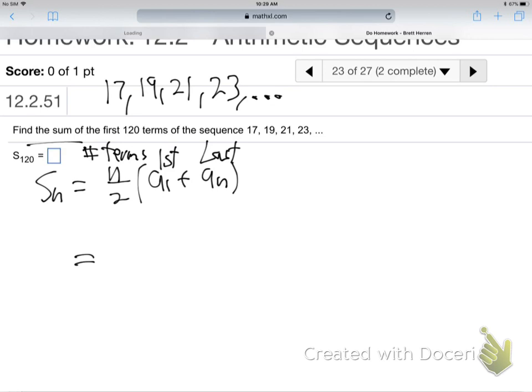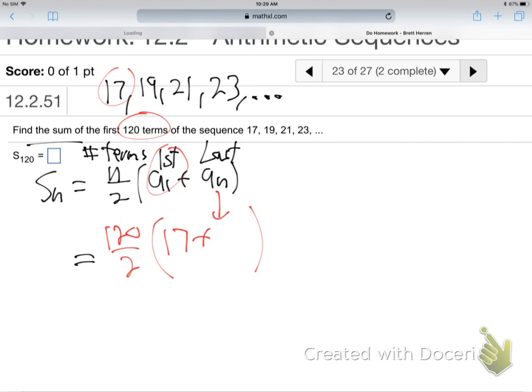Okay, so number of terms. What's the number of terms? 120, right? What's the first term? 17, right? Okay. Now, the $1,000,000 question. What's the last term? What goes there? That's the only hard part here, huh? What's the last term? 245.